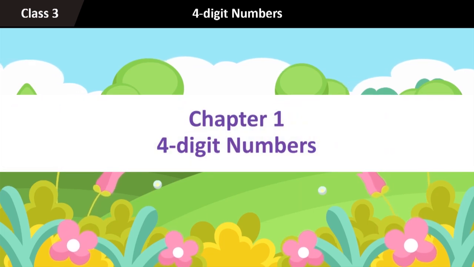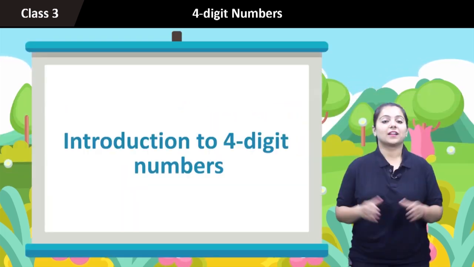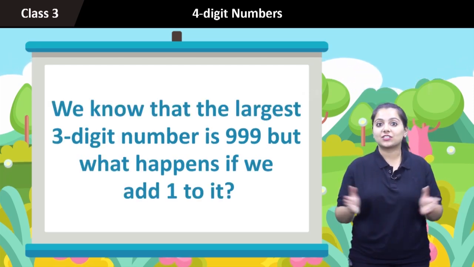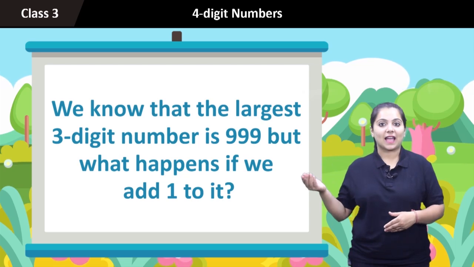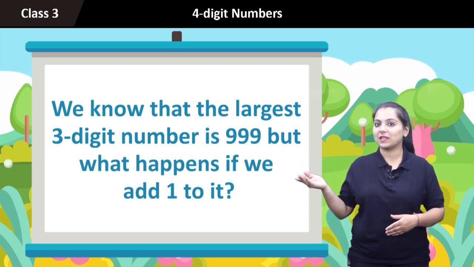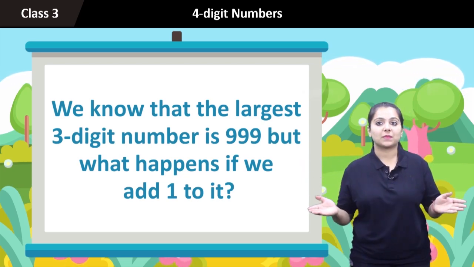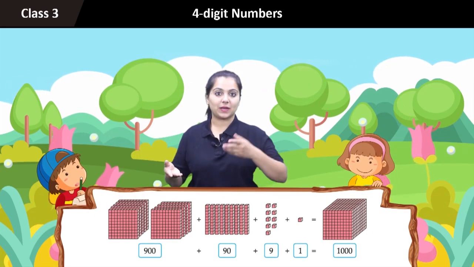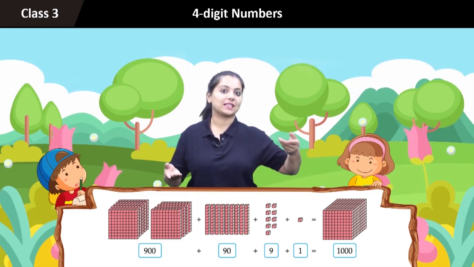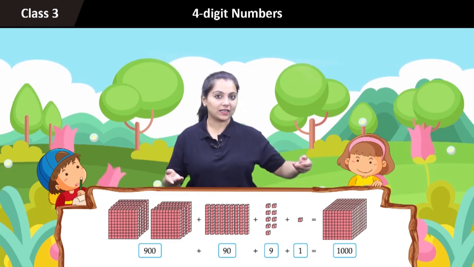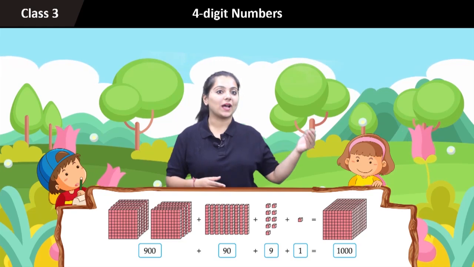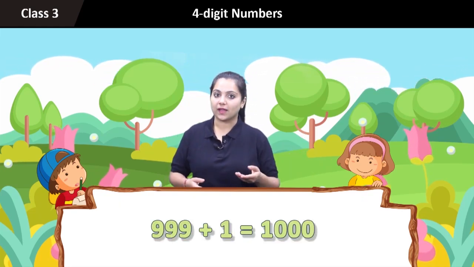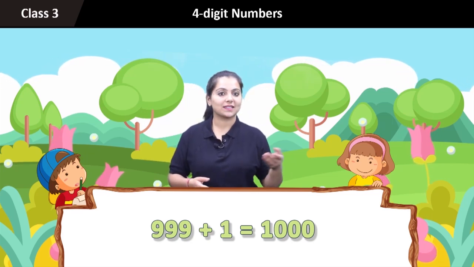Chapter 1, 4-digit numbers. Introduction to 4-digit numbers. We know that the largest 3-digit number is 999. But what happens if we add 1 to it? 900 plus 90 plus 9 plus 1. It becomes 1000. That is, 999 plus 1 is equal to 1000.